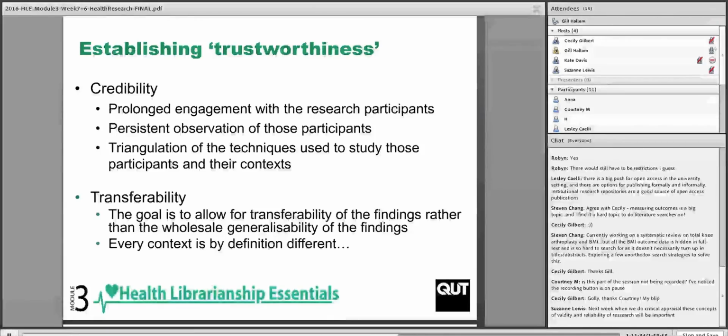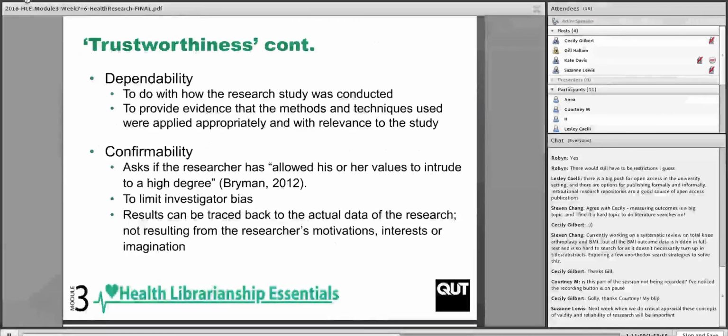And we talk about transferability of the findings, so not to generalize from that study to the whole population, but to then consider how transferable it is to another situation. We talk about dependability as well. In terms of how the research study was conducted, how well articulated is the research methodology and the techniques that are used? How well presented are they in the study that you're actually reviewing?